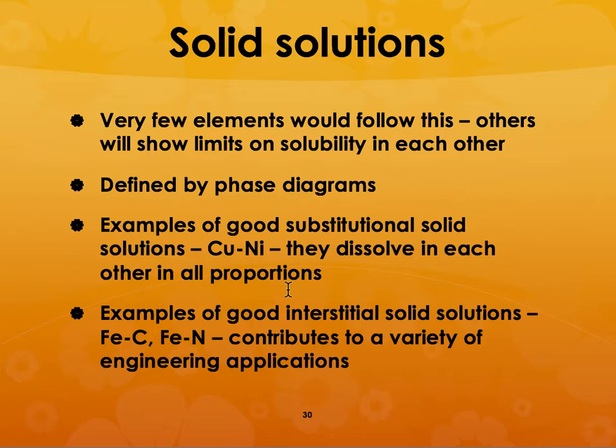So there are examples of good interstitial solid solutions. For example, you have iron carbon, which is the basis for all steel phase diagrams, or you have iron and nitrogen, which would contribute a variety of good engineering applications.